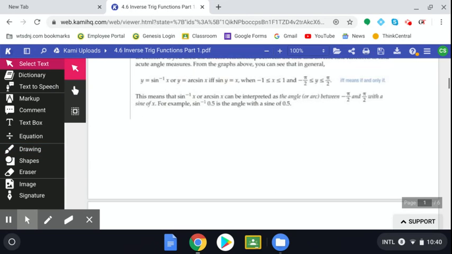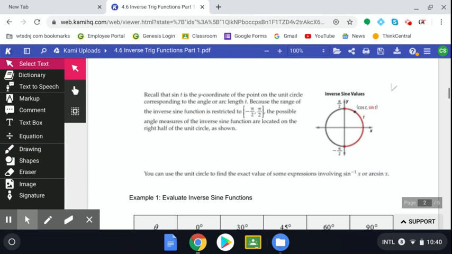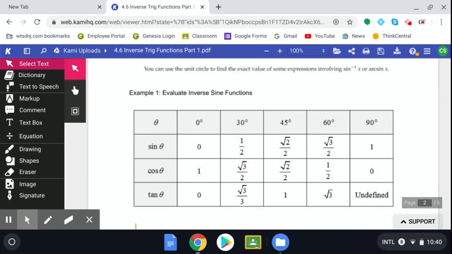So this is a visual of what the range restrictions are. Negative pi over 2, pi over 2 might be helpful for you to see that. But let's get to the actual exercises and see how you'd apply that. So this is something you should already know.